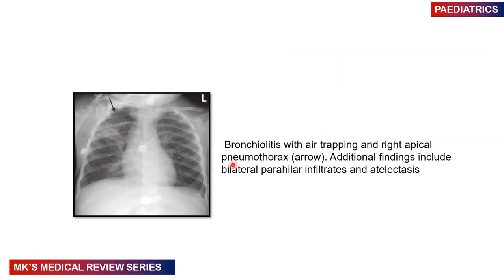Then here is an x-ray of bronchiolitis with air trapping. As you can see here on the right apical side, you even have a pneumothorax where this arrow is pointing towards. This is air that's present in the pleural space. Then of course you may have some additional findings like bilateral parahilar infiltrates. You may also have atelectasis that you may see. As you can see, there are these non-specific infiltrates that we can see on this x-ray.